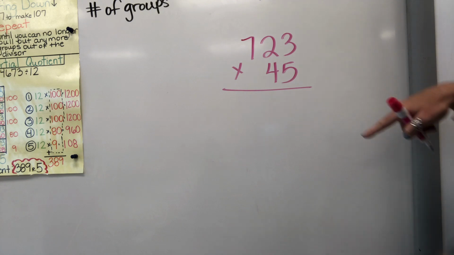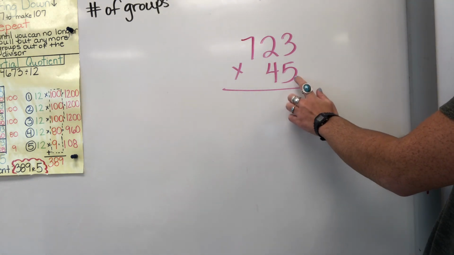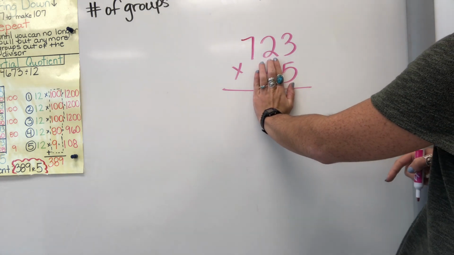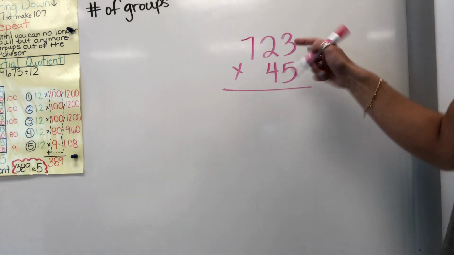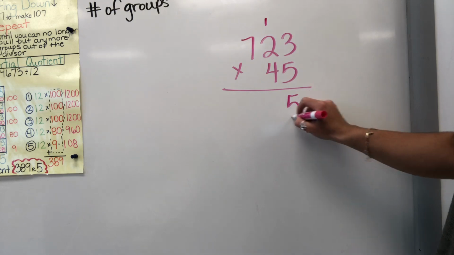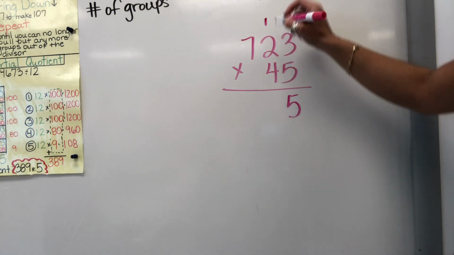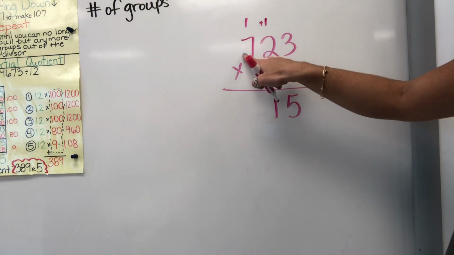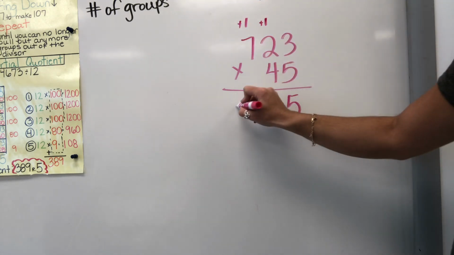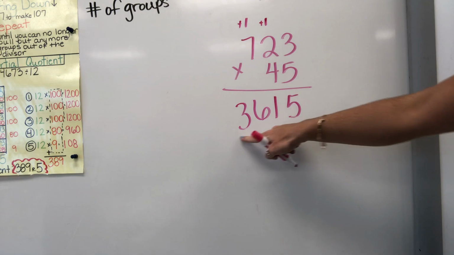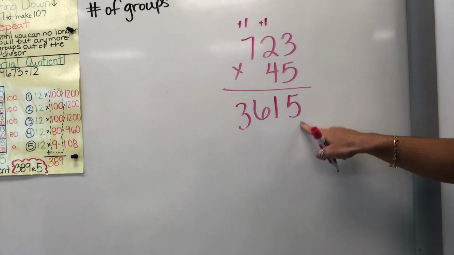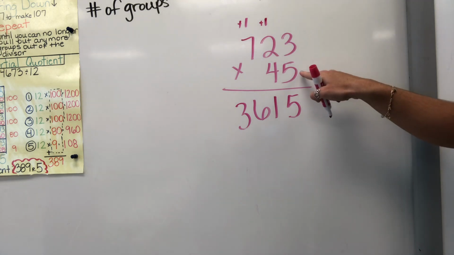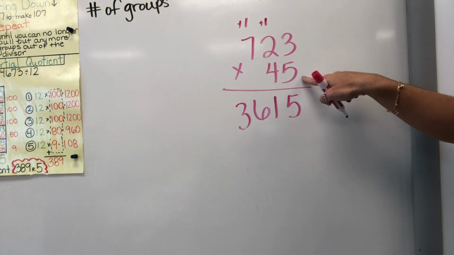What we do first is multiply the ones place value in our second factor times every digit in our first factor. So you essentially cover up that 4. 5 times 3 is 15. 5 times 2 is 10, plus 1 is 11. 5 times 7 is 35, plus 1 is 36. So this 3,615 is not my answer. It's just my partial answer, or partial product, of 723 times 5.